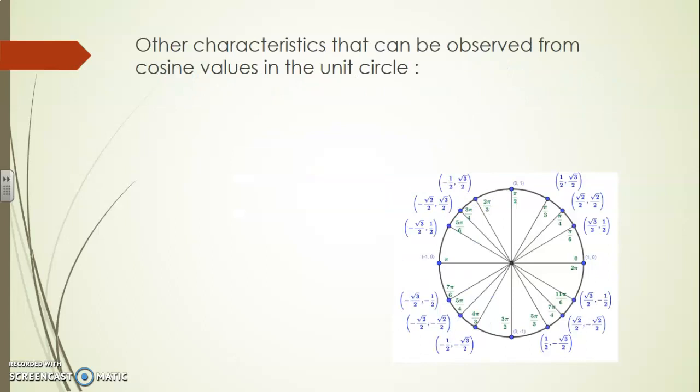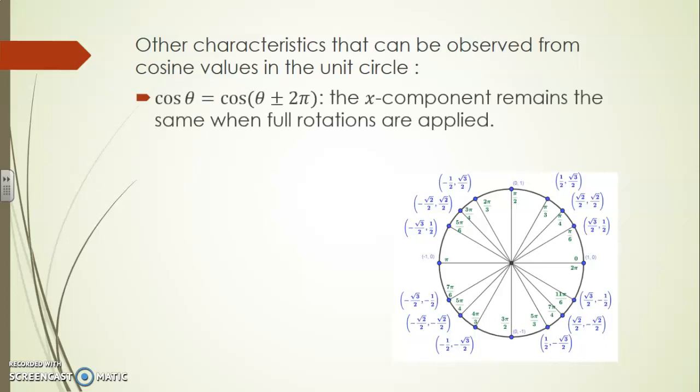Here are some other characteristics that you can observe about the cosine function. So first of all, cos of theta and cos of theta plus or minus 2 pi will be equal to one another, because obviously the x component remains the same when full rotations are applied. And 2 pi, one way or the other, will generate a full rotation.